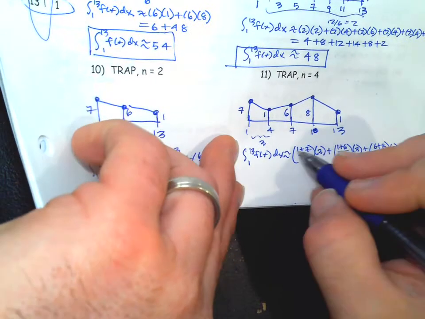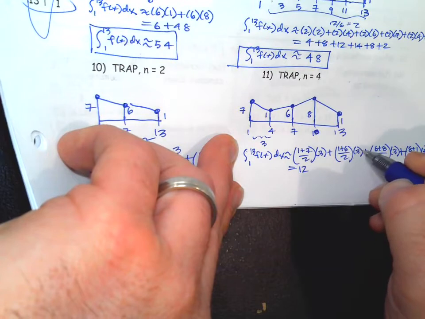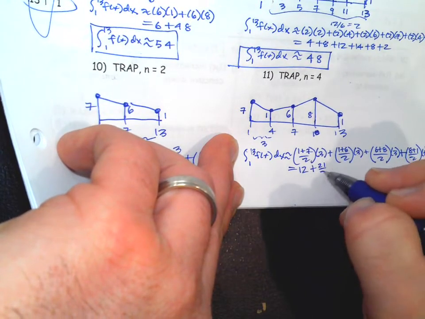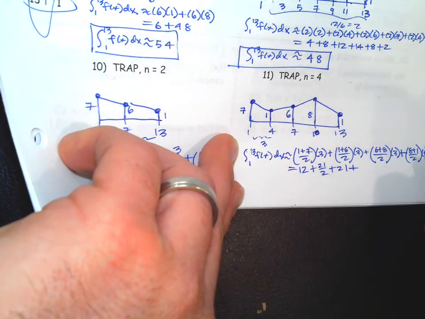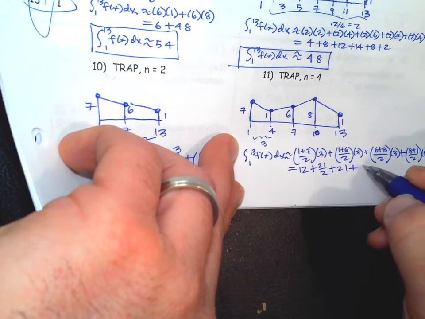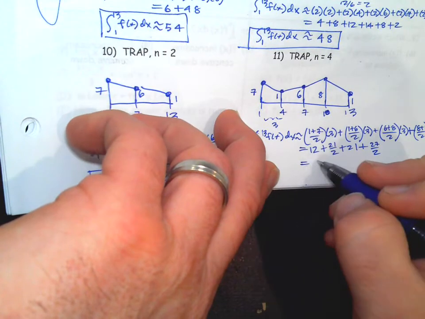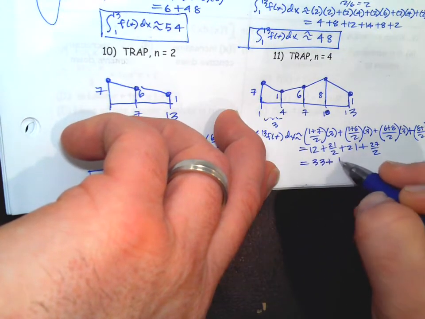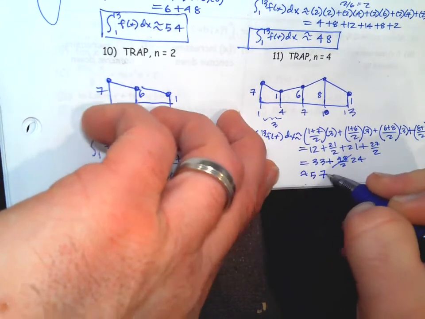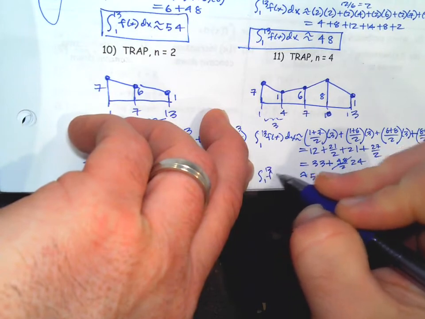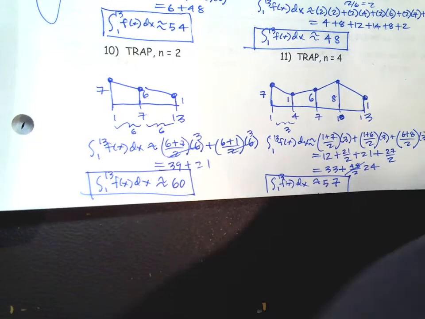So let's see. That's going to be 8 over 2 is 4 times 3 is 12. And that's going to be 7. It's going to be 21 halves. That's going to be 14 over 2 is 7. That's going to be 21. And that's going to be 9. It's going to be 27 halves. So let's see if we get 33 plus 48 halves, which is 24. So we get 57. The integral from 1 to 13 of f of x dx is 57. So there you go.